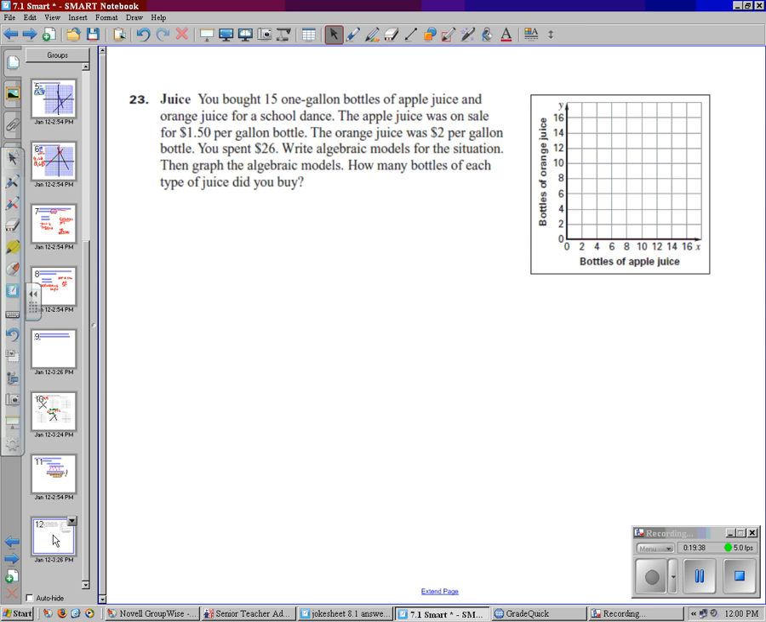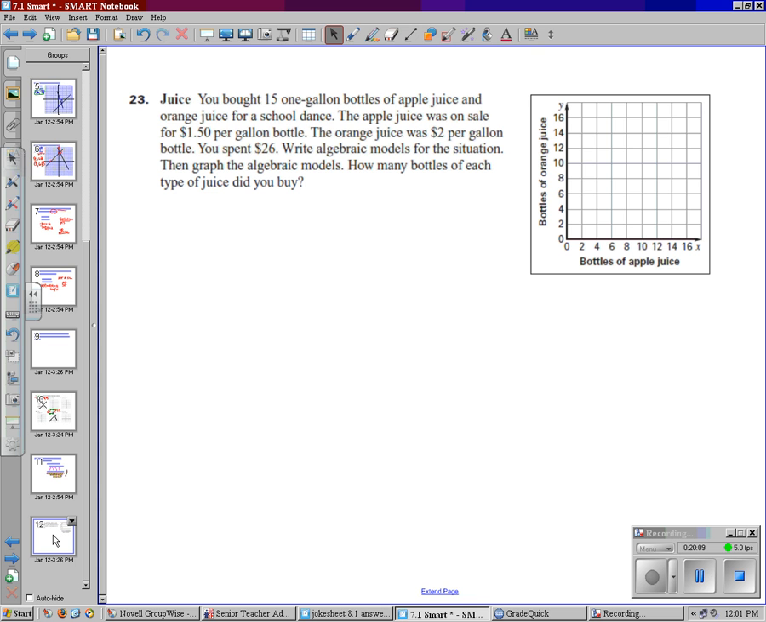You bought 15 1-gallon bottles of apple juice and orange juice for a school dance. The apple juice was on sale for $1.50 per bottle. The orange juice was $2 per bottle. And you spent $26. I want an algebraic model. In other words, I want an algebraic linear system, two equations, and I want you to graph that system. I want to find out how many bottles of each kind of juice you bought.